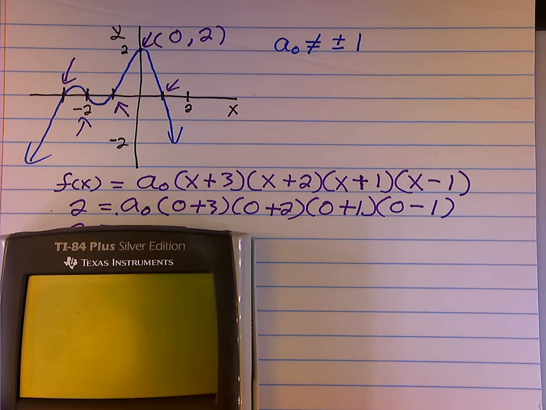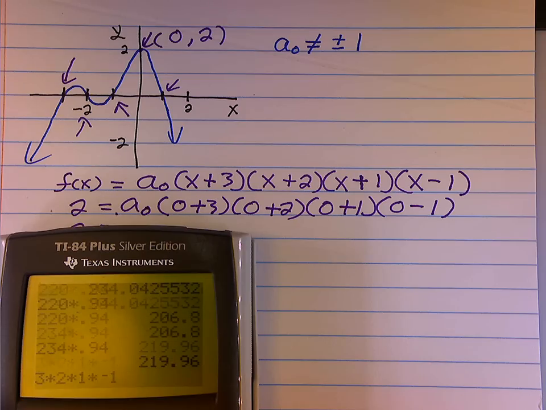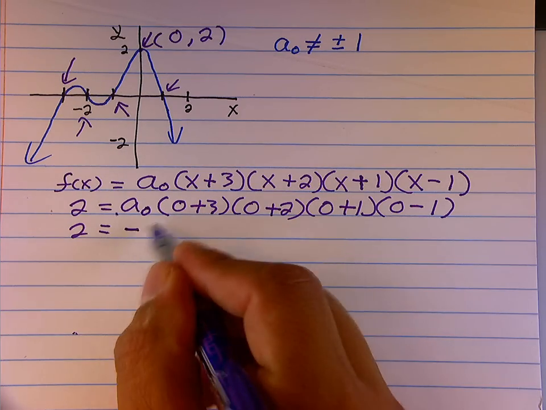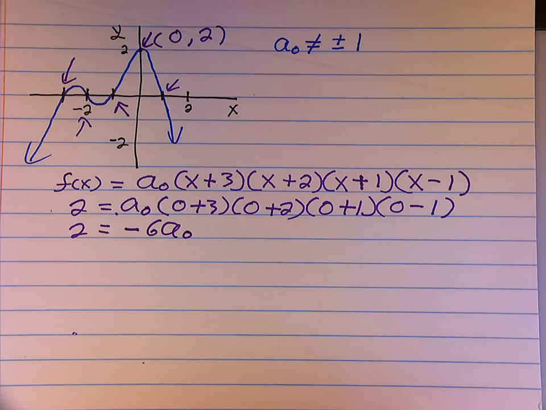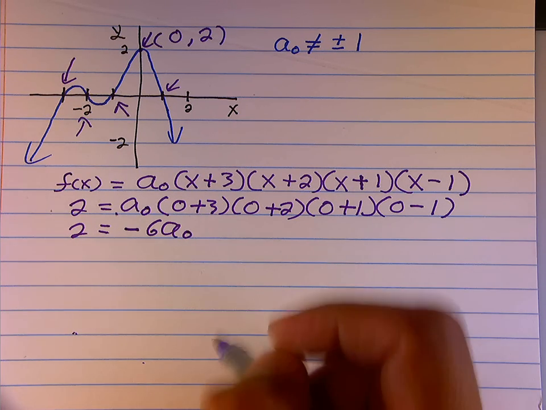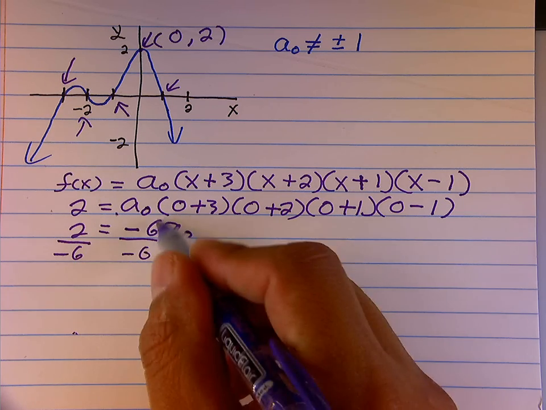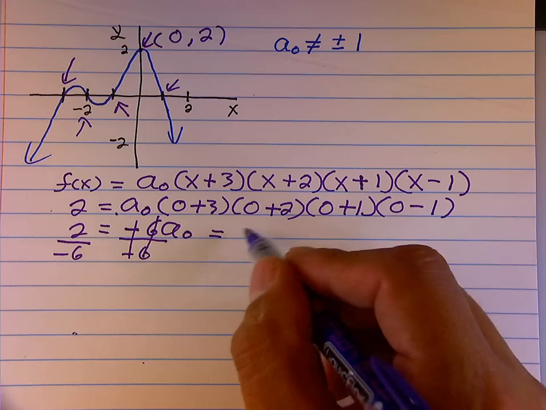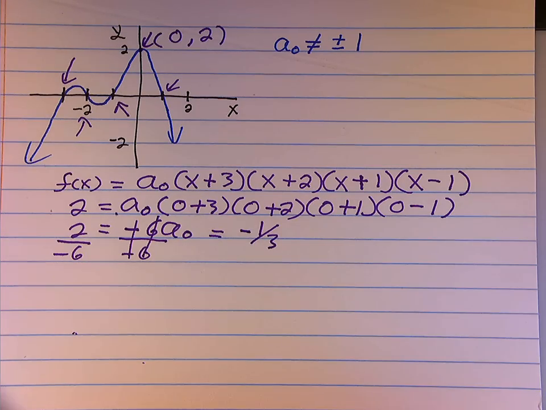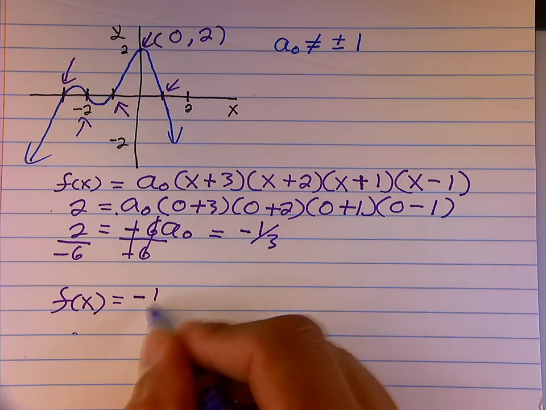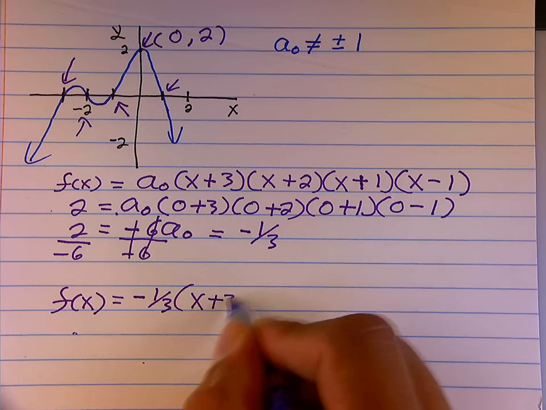Little help from the calculator. Let's see, I have 3 times 2 times 1 times negative 1 gives me negative 6. I'm going to solve for A naught by dividing both sides by negative 6. A naught then is negative 1/3. Now I can write my fourth degree polynomial in factored form.